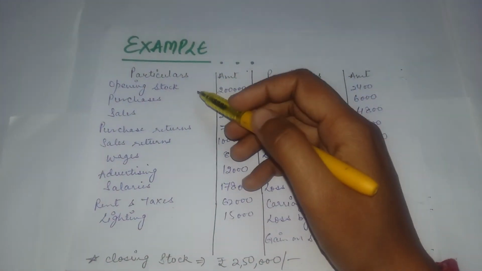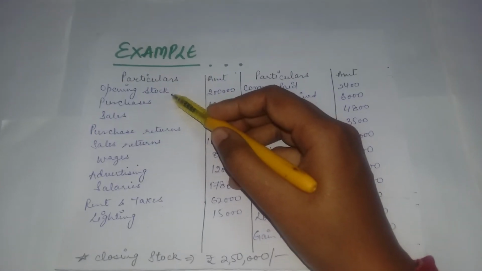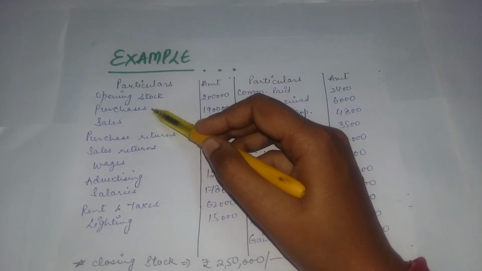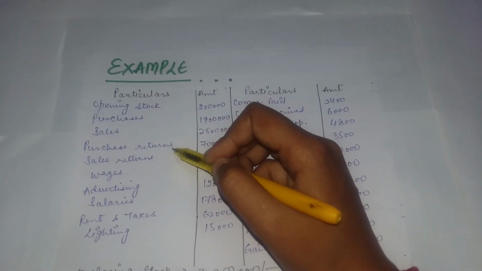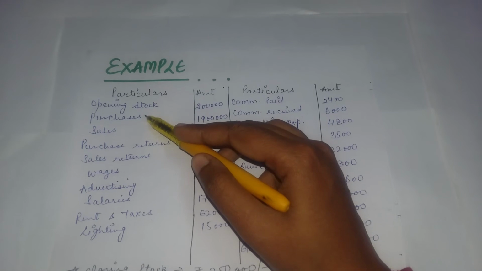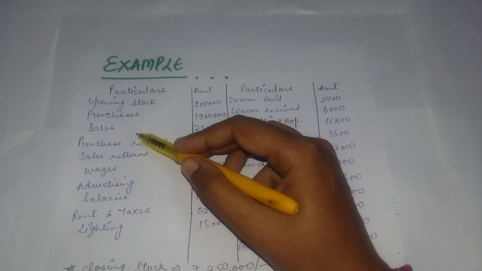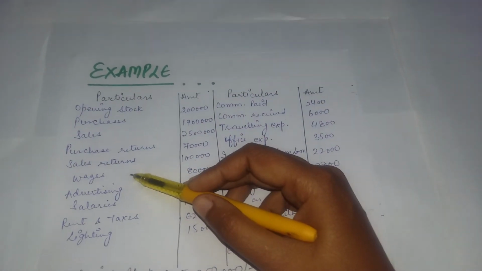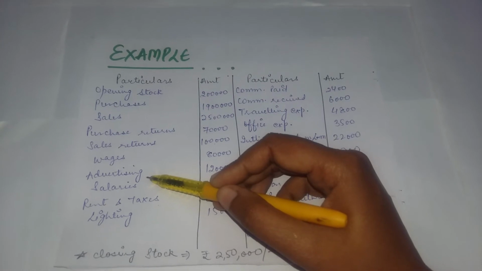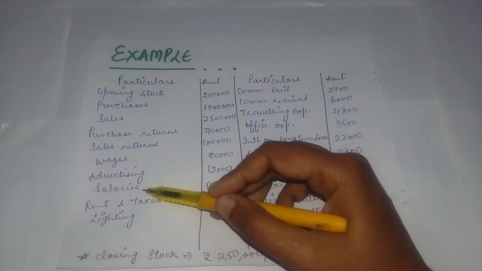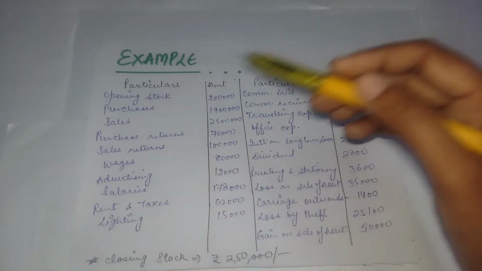Example. We have opening stock. It will be included in the debit side of the trading account. Purchases, trading account. Sales, trading account, credit side. Purchases return will be deducted from your purchases. Sales return would be deducted from your sales in the trading account. Wages, trading account. Advertisement is an indirect expense, it will be included in your P&L account. Salaries, P&L account, debit side. Again P&L account, debit side.